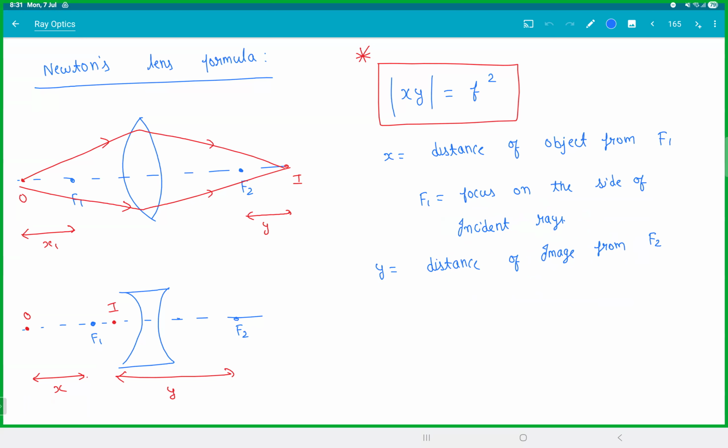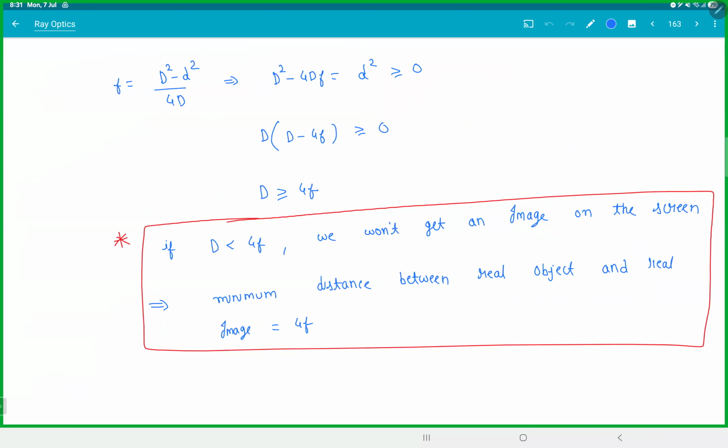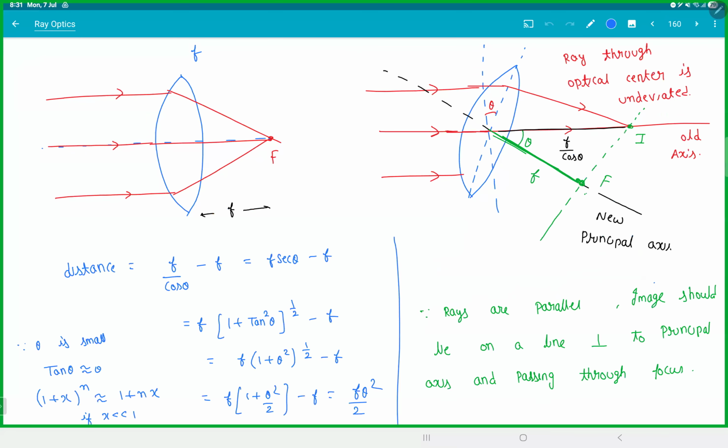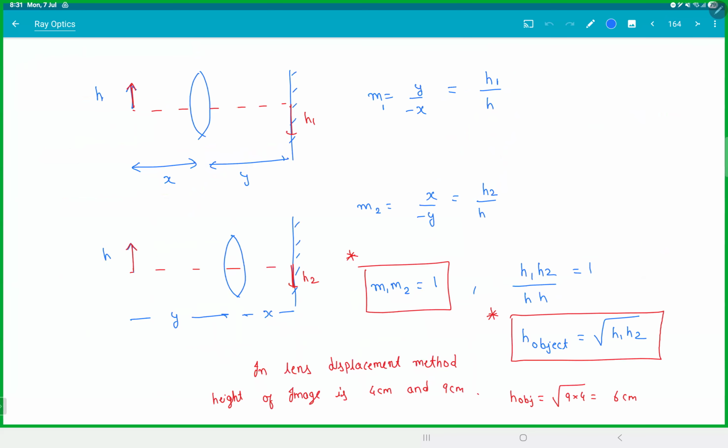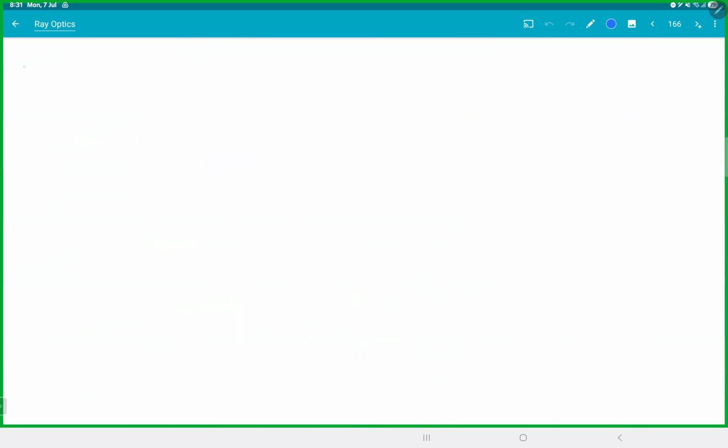This was the last thing that we did, Newton's lens formula. Let's go ahead with the question. Let's say we have a lens here, R1, R2, mu1, mu2, mu3. So the medium is different on both sides, which means you can't use your standard lens formula.